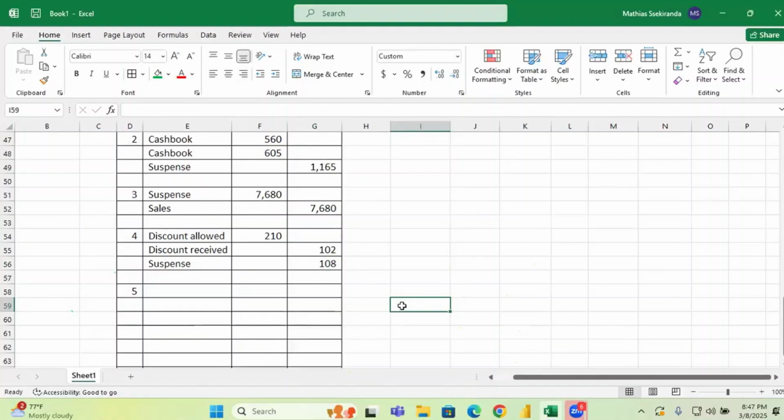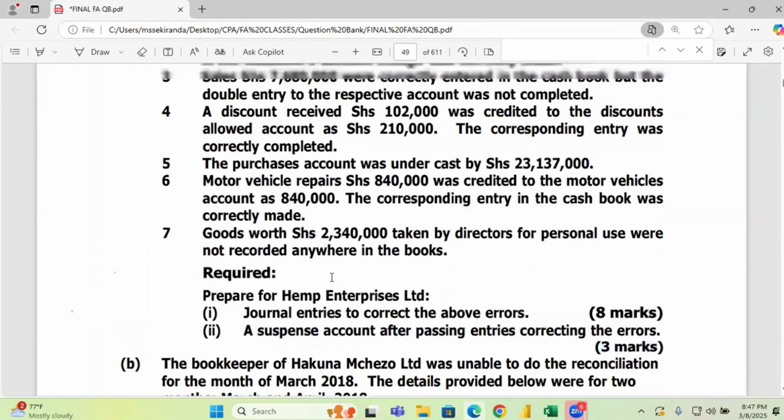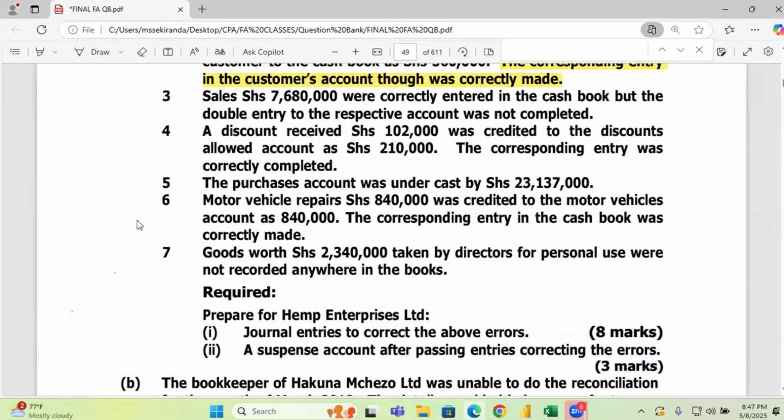We shall do them because it was asked. We do it at the end of the journal entry. That's why they asked for a suspense account after passing entries correcting errors. Are we together, Dent? Yes, please, I've understood. Any questions about note number 4?